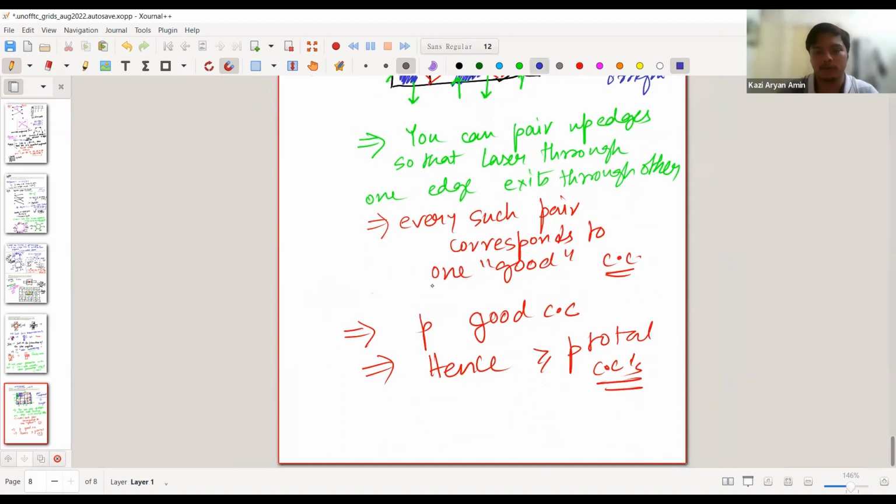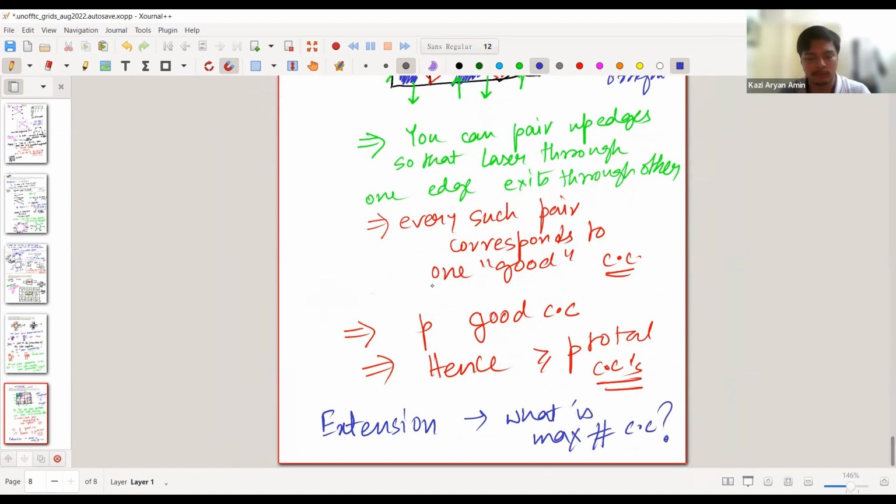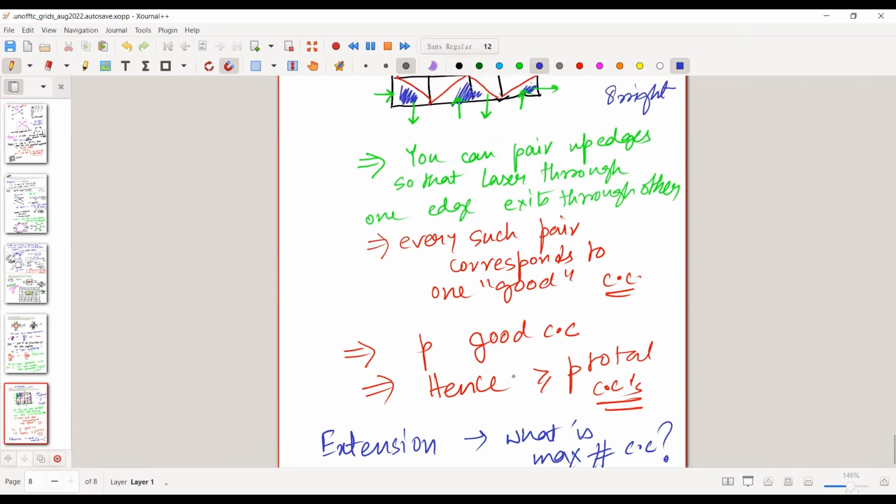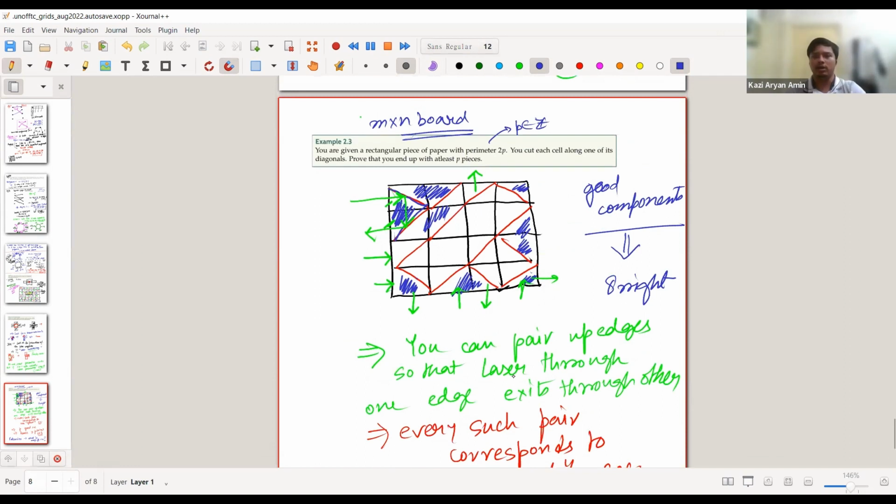So an extension of the problem would be to try to solve this problem. Maybe the extension is, what is the max number of connected components? Does everyone understand how this problem works? Any questions regarding this? I think I'll end.